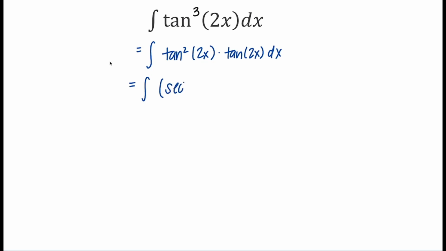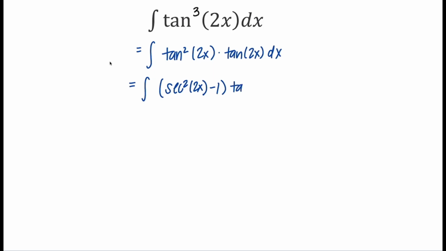So let's still save one copy of tangent 2x so that we have tangent squared 2x times tangent of 2x dx. We just rewrite the integrand so that we can try something. Now that we have tangent squared of 2x, I can use a Pythagorean identity and rewrite that as secant squared of 2x minus 1.